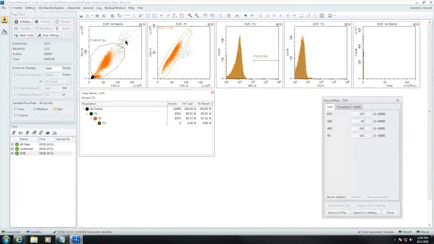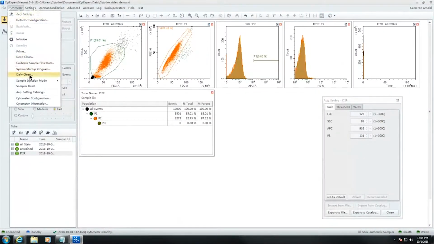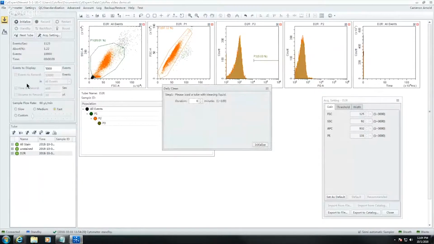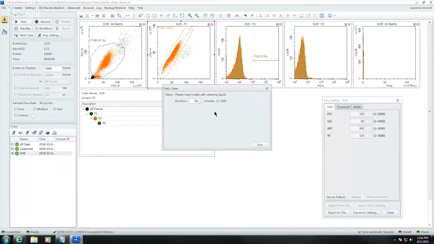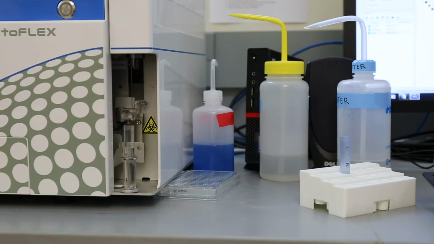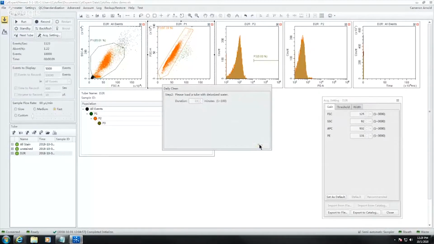1. Go to Cytometer and select Daily Clean. 2. Follow instructions to place FlowClean, the blue solution, into a tube or plate. It takes about 10 minutes. 3. Follow instructions to place DI water in a tube or plate. It takes about 15 minutes.